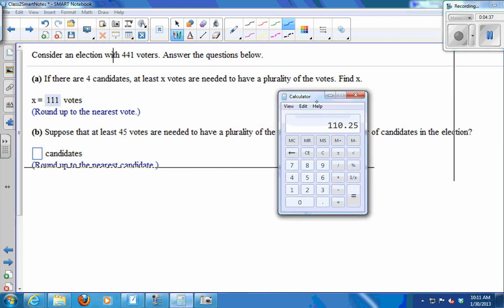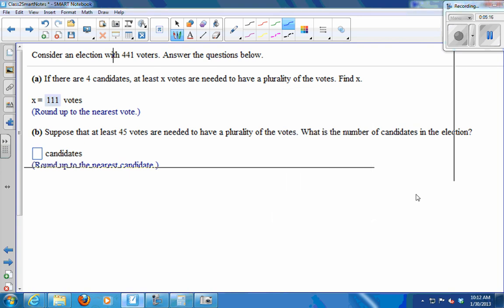So this time I'm going to divide 441 by 45. And I get 9.8. So how many candidates do you think there are? 10. Okay, so if we round that to 10, let's just check. If I have 441 and I divide by 10, that's 44.1. So that means that we could give 45 to one candidate, 44 to the other 9, and that would add up to 441 votes. So it's got to be 10 candidates.